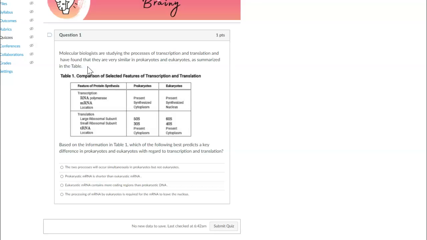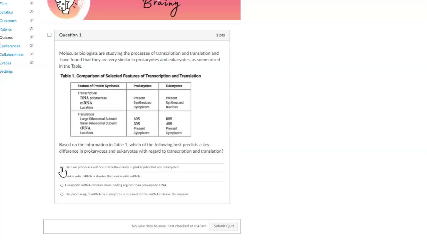Now this one is one of those ones where there might be several answers that are technically correct, but it's asking us to look at this table and then, based on the table, which of the following best predicts a key difference in prokaryotic and eukaryotic cells with regard to transcription and translation. So you're looking for an answer that there's evidence for in the table, okay? By now, because you did this yesterday, hopefully, you clicked it and saw that this first one here is the correct answer. We'll talk about that one in a minute, but I want to skip to the incorrect answers.